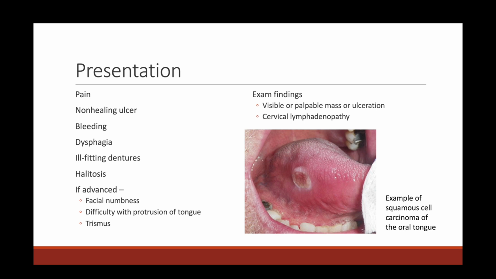And if the tumor is very advanced and invading into nerves or into the extrinsic muscles of the tongue, they might notice symptoms such as facial numbness, difficulty with protrusion of the tongue, or trismus if their pterygoid muscles are involved. And then in terms of exam findings, as you can see in the picture here, you might actually see a visible or palpable lesion or ulceration. And it might be associated with cervical lymphadenopathy as well. And the image here shows an example of a squamous cell carcinoma of the oral tongue.